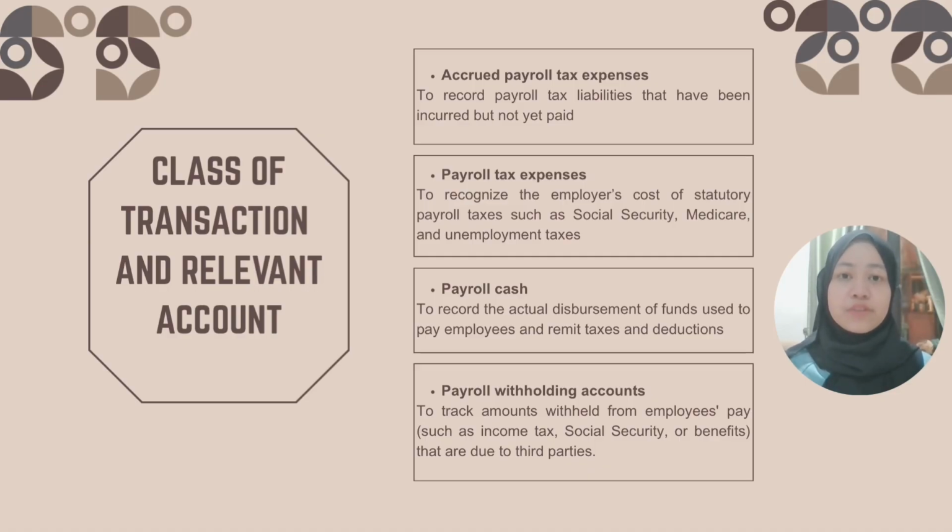Next is payroll cash, to record the actual disbursement of funds used to pay employees and remit taxes and deductions. The last one is payroll withholding accounts, which is to track amounts withheld from employees' pay, such as income tax, social security, or benefits that are due to third parties.